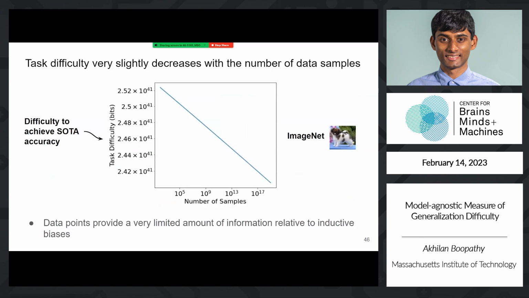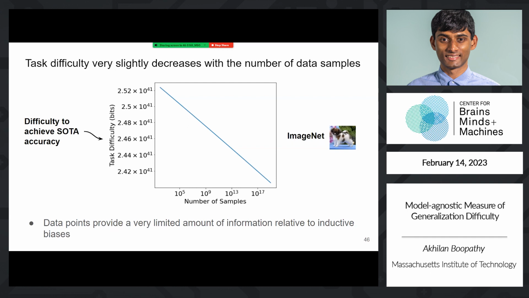All right, next plot. Here we're plotting the trade-off between the training data and inductive bias. The amount of training data is on the x-axis, and the y-axis is our inductive bias measure. And this is on ImageNet. Here we're just varying the amount of training samples that we're sampling from ImageNet. And as you can see, there's a trade-off. If we have more training samples, we need less inductive bias.